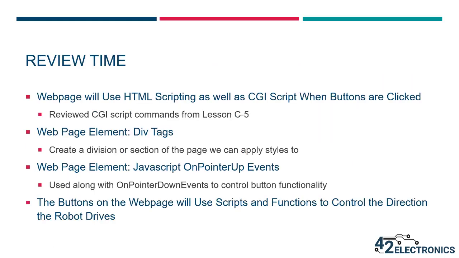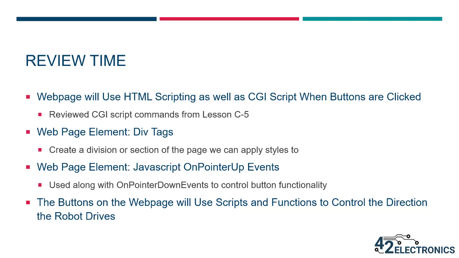Okay, before you move on to the activities for this lesson, let's take a few moments to go over what we just discussed. The web page you'll create and the activities for this lesson will use HTML scripting language as well as CGI script for when the buttons are clicked. We reviewed CGI script commands from lesson C5, including how to change the mode of a pin, driving a pin high or low, adjusting the duty cycle, and enabling newly created scripts to be executable. And a quick reminder, you can really easily go back and watch that video from lesson C5 again.